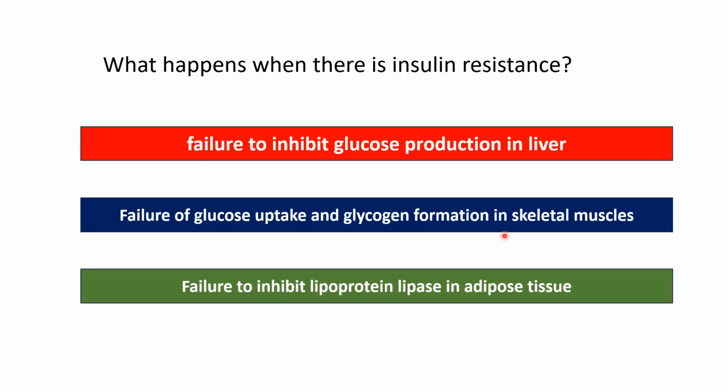What happens when there is insulin resistance? In this, skeletal muscle, adipose tissue, and liver's response to insulin is decreased. So there is failure to inhibit glucose production in liver, which will cause high fasting blood glucose level. There is failure of glucose uptake and glycogen formation in skeletal muscle. That will lead to high glucose after meal, that is postprandial. There will be failure to inhibit lipoprotein lipase in adipose tissue. This will increase the free fatty acids which are circulating, hence the insulin resistance is amplified.